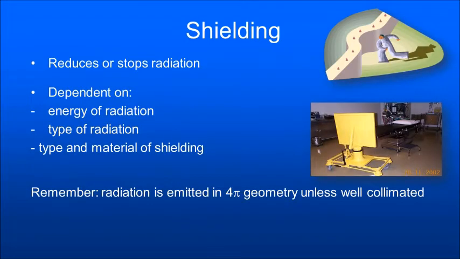How does shielding help? It reduces the radiation intensity, or it stops the radiation. But it depends on what type of radiation it is. As I said earlier, it will stop if it is alpha or beta, but if it is X or gamma rays, it cannot be stopped. Its intensity can only be reduced. The shielding also depends on the energy of the radiation. How much is attenuated depends on the energy, the type of radiation, whether it is alpha, beta, gamma, or X-rays, and the type and material of shielding. One has to be mindful of the fact that radiation is emitted in 4π geometry unless it is well collimated. So when you look at radiation shielding, you should always remember the radiation goes in 4π geometry, not in one particular direction.